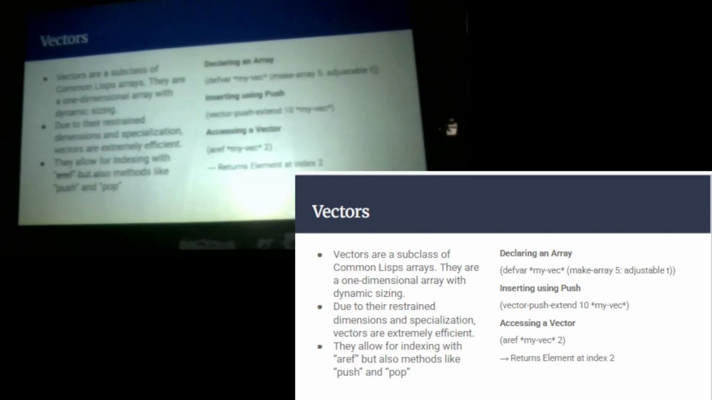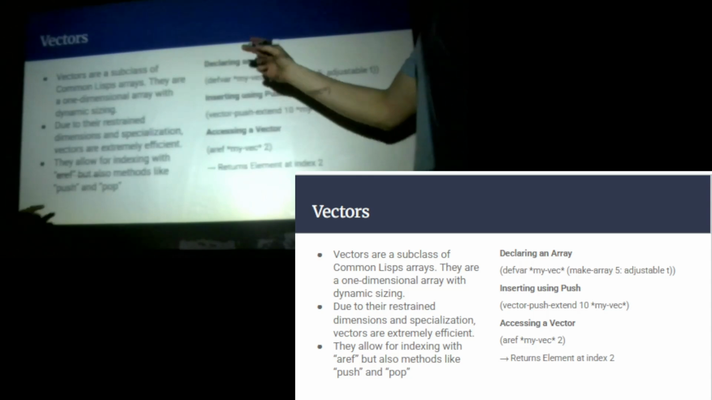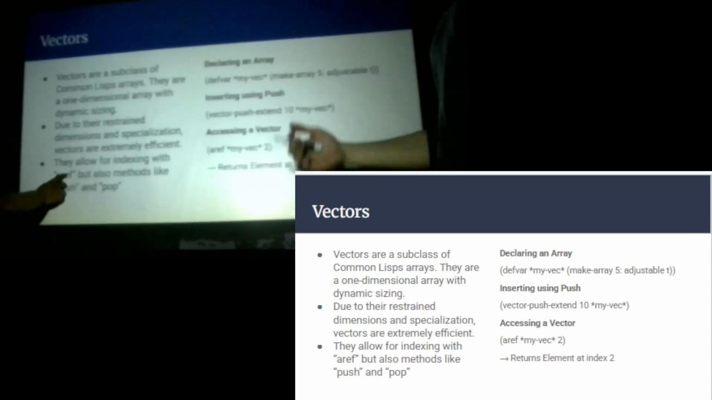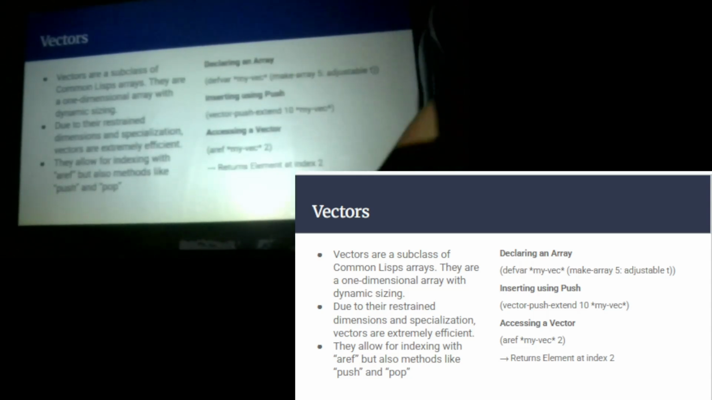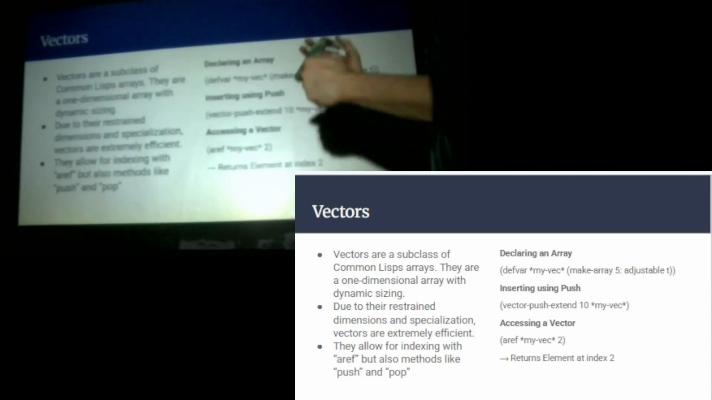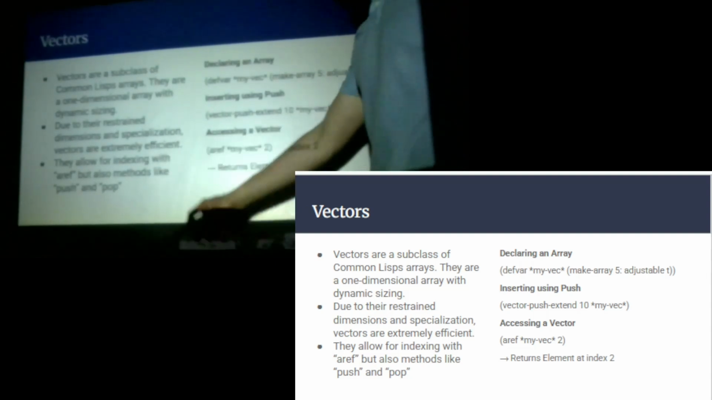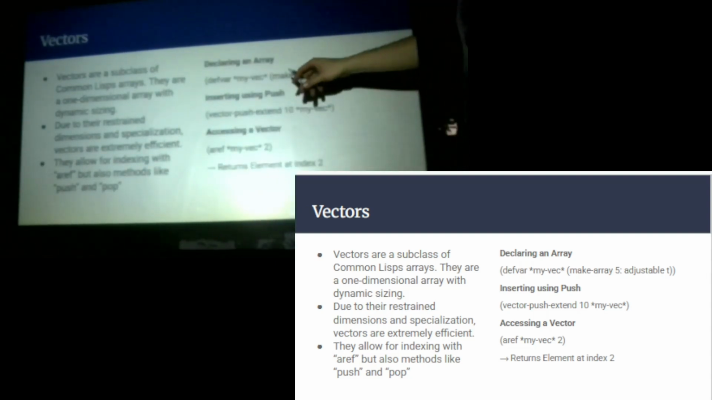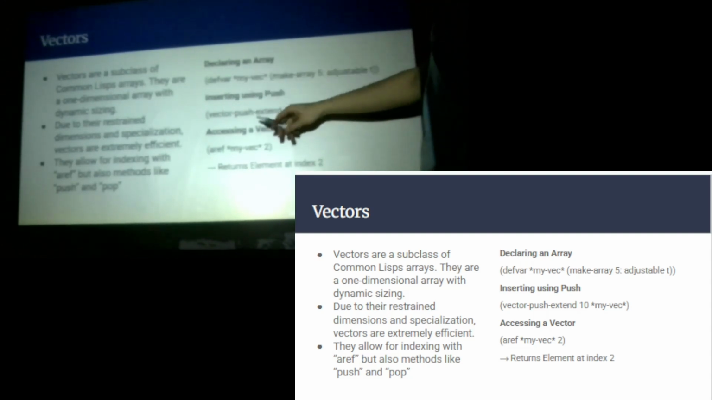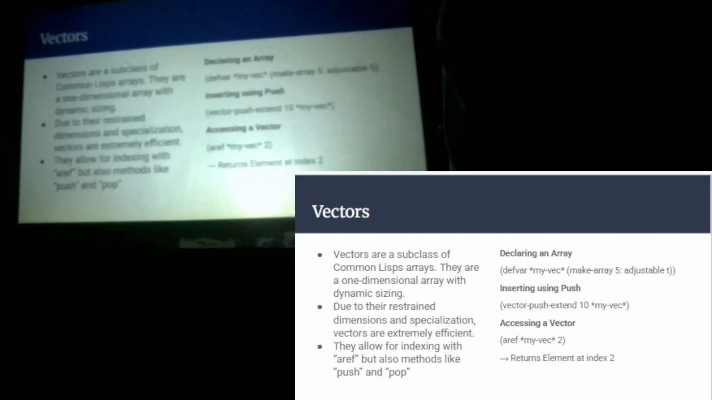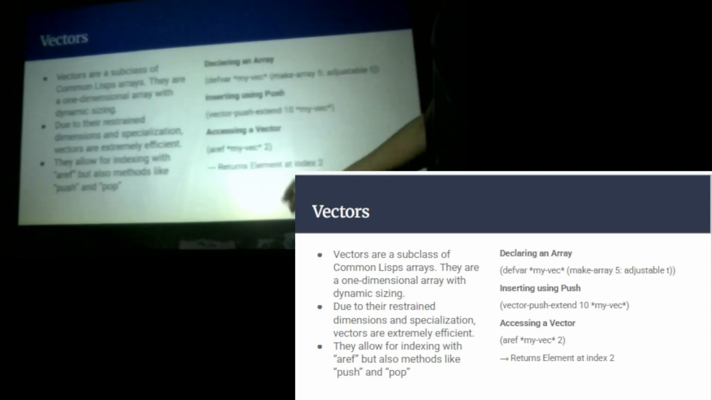Vectors, I talked about these just a second ago. Vectors are a subclass, kind of like how extended character is a subclass of character. They are restricted to one dimension, and they can resize automatically, and that's why string is built on them, so strings can be any length. They allow for indexing with aref, but they also have methods like push and pop. Here's declaring an array, but making it a vector with the adjustable parameter I talked about a second ago. Vector push and accessing a vector. All the syntax for you right there.